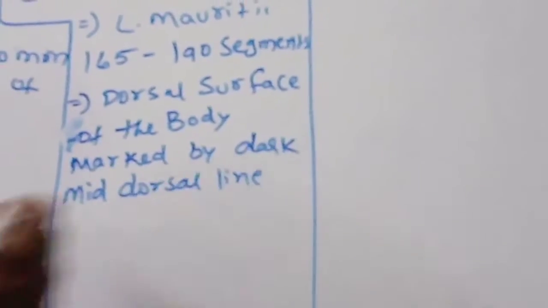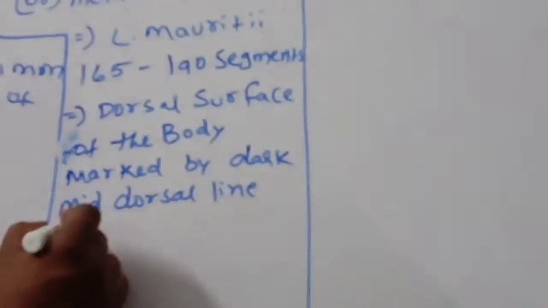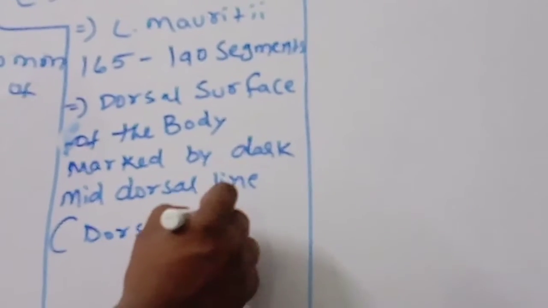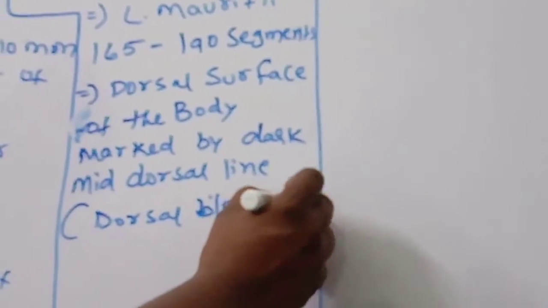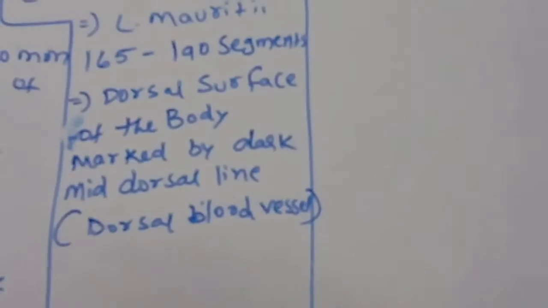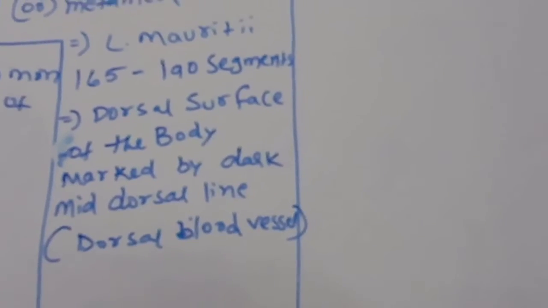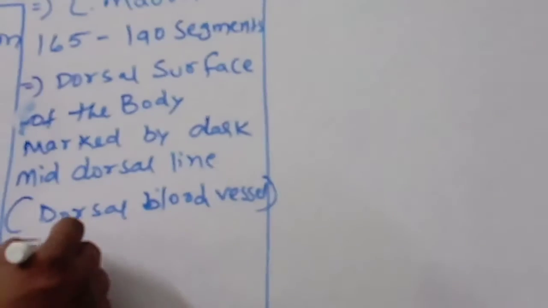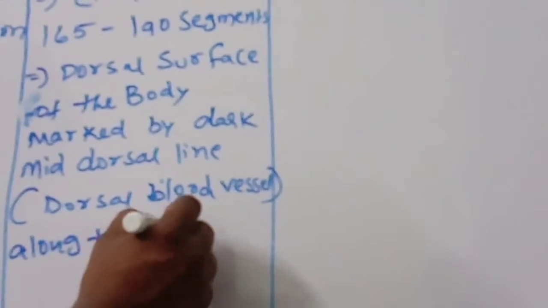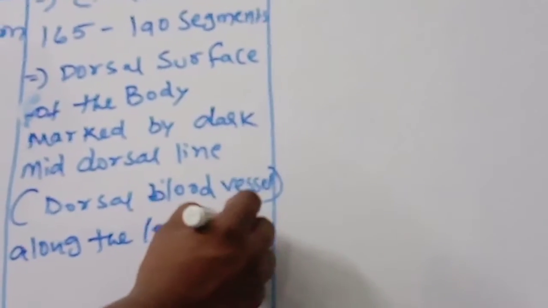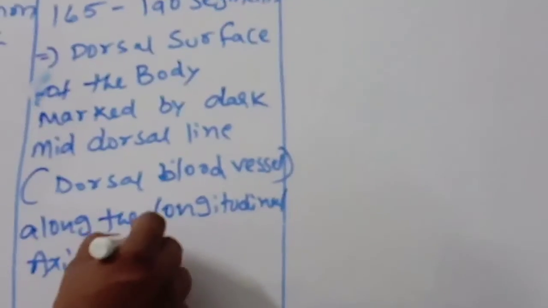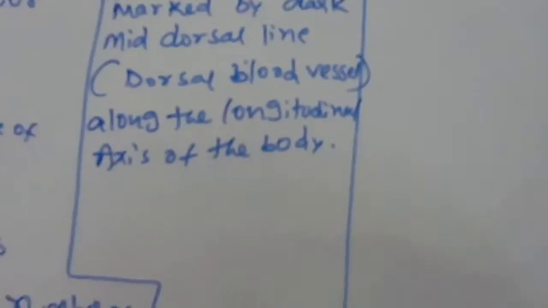Okay, children, that is also called the dorsal blood vessel, along the longitudinal axis of the body. This point you have to remember.